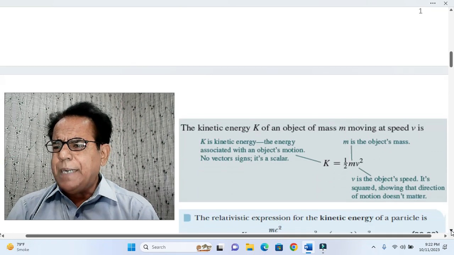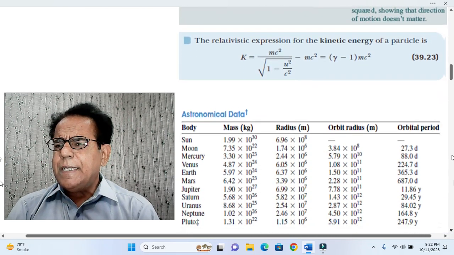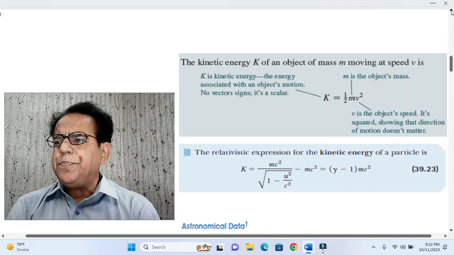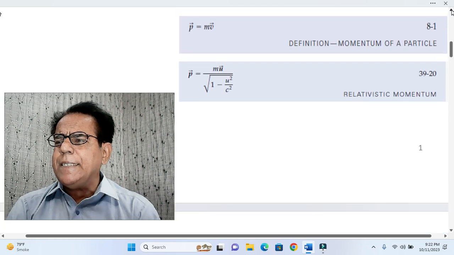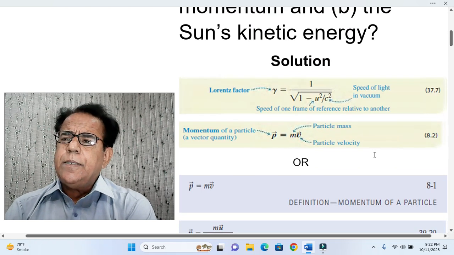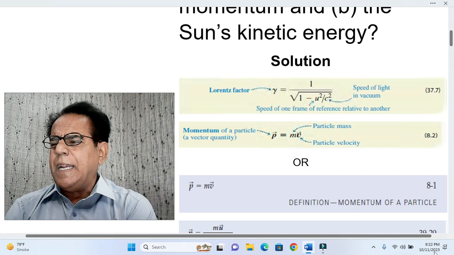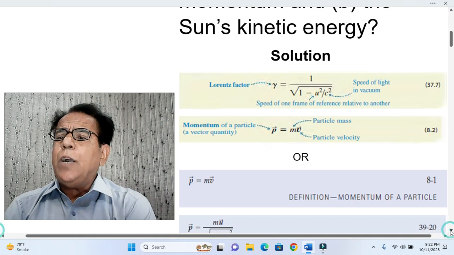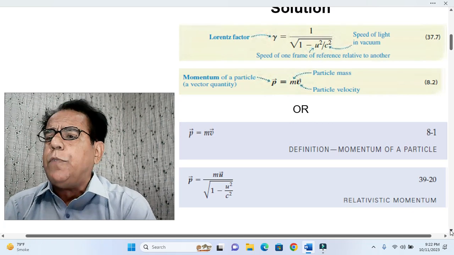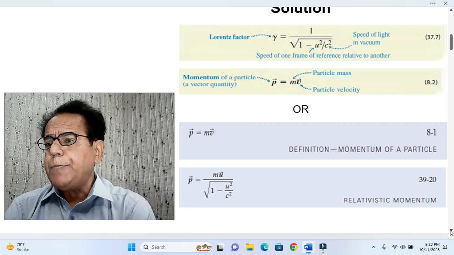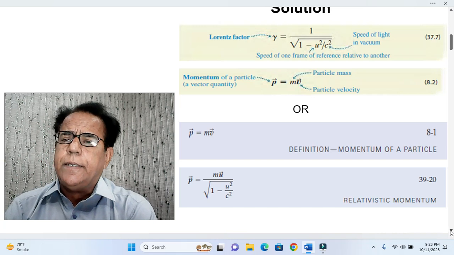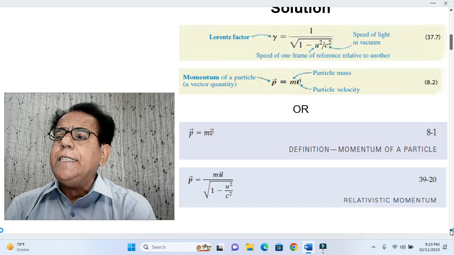But I think these snapshots have been taken from Physics for Scientists and Engineers by Giancoli, etc. Anyhow, first snapshot is about Lorentz factor. Lorentz factor gamma is equal to 1 over the square root of 1 minus u square over c square. Here u is the speed of one frame of reference relative to another, while c is the speed of light in vacuum.